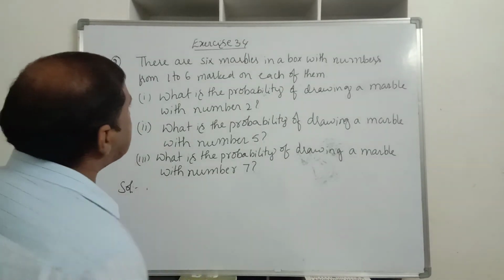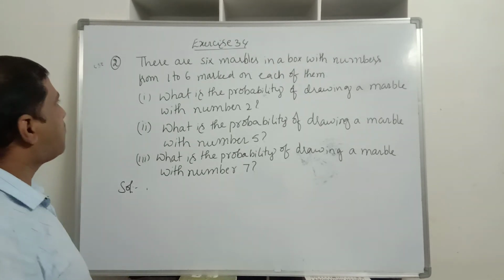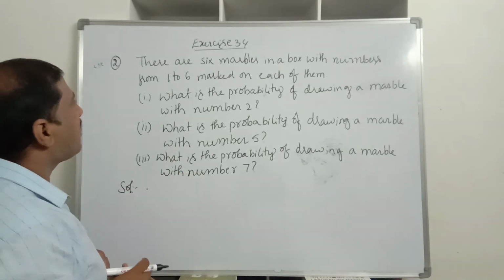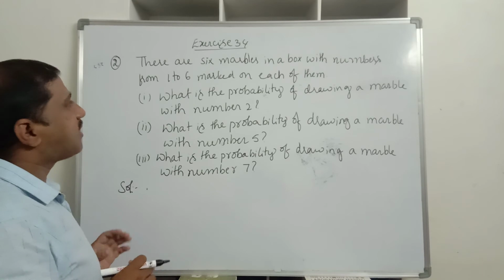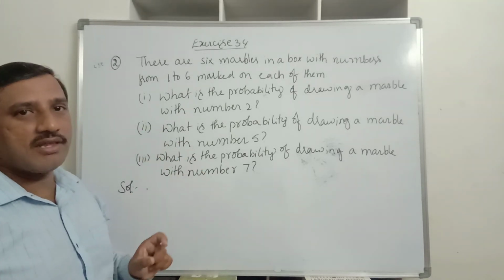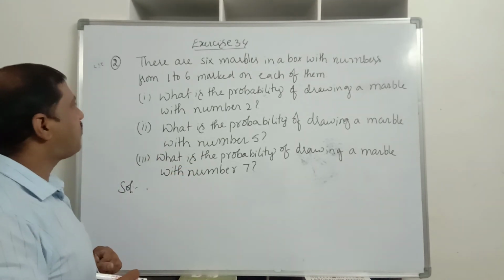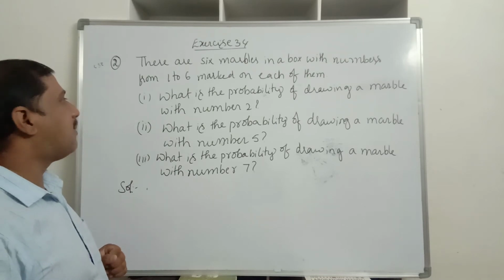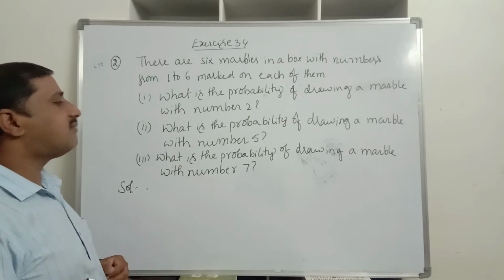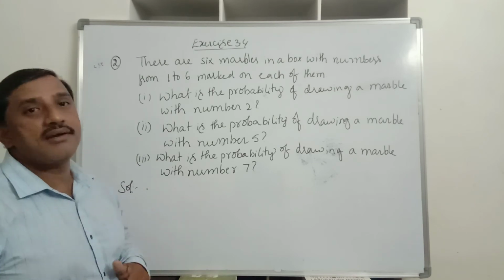Now, exercise number 3.4, the second question. There are 6 marbles in a box with numbers from 1 to 6. The numbers 1 to 6 are marked on the marbles: one marble with number 1, another with number 2, another with number 3, like that, 6 marbles and 6 numbers. What is the probability of drawing a marble with number 2? With number 5? With number 7?